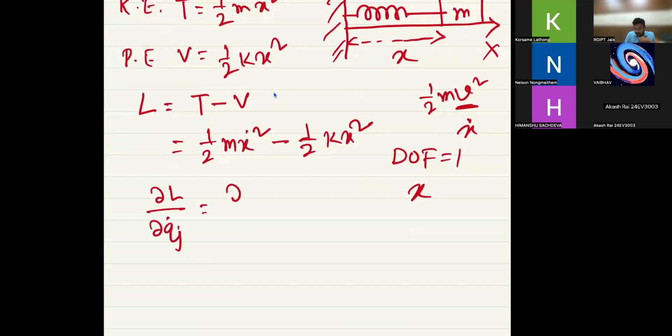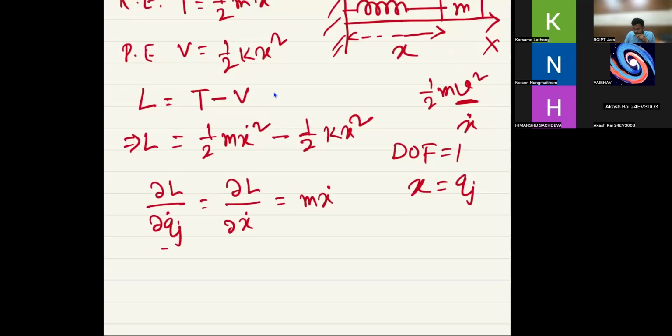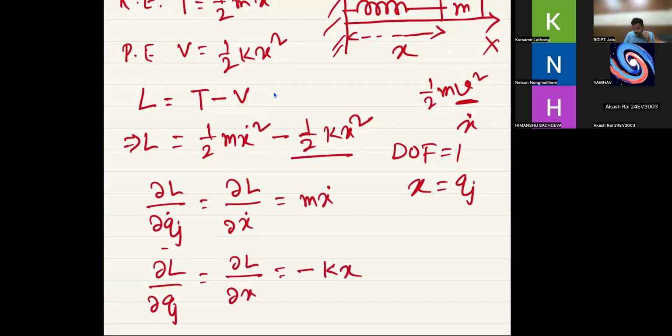Del L del qj dot is basically here del L del x dot, right? Because qj is equal to x here. So what is del L del x dot here? Del L del x dot is basically m x dot, right? And what is del L del qj? That means del L del qj is del L del x. And what is the value of del L del x? That is basically minus kx, right?